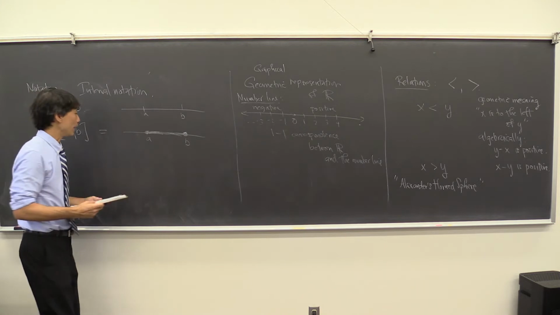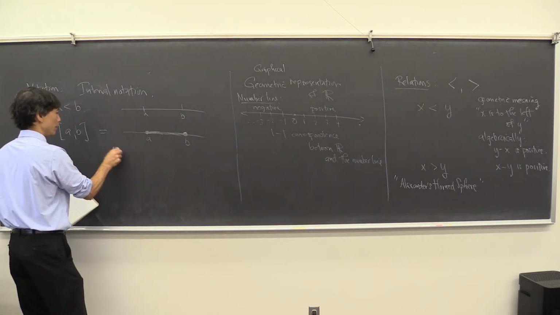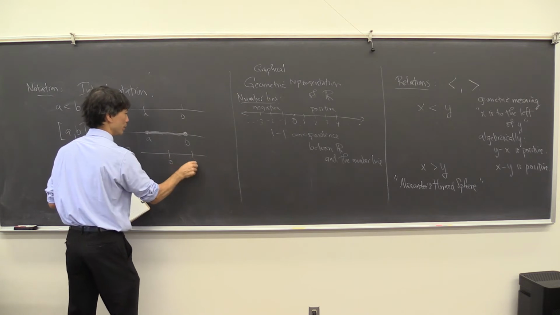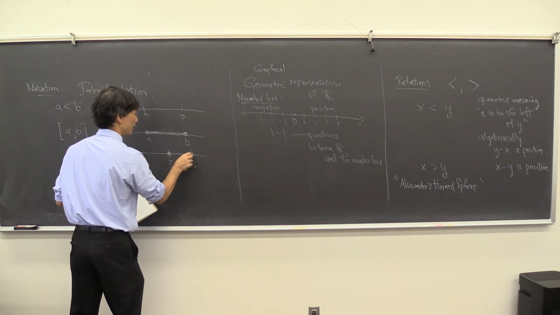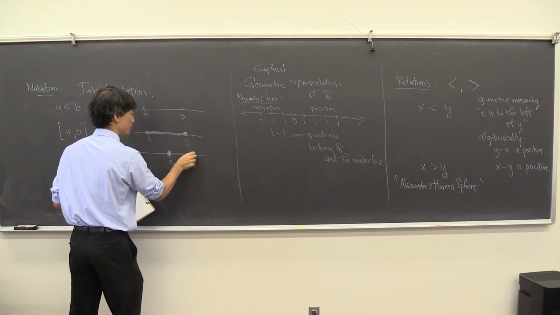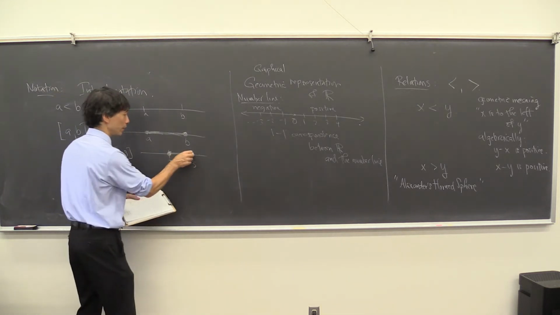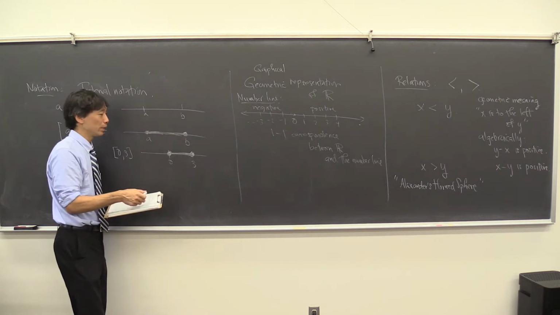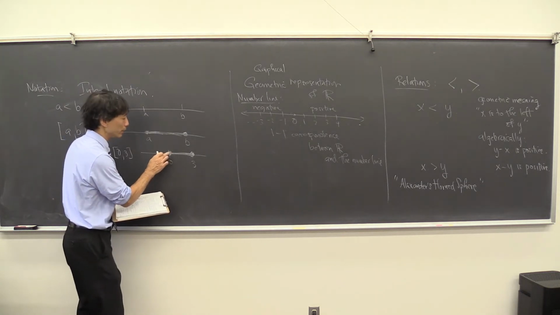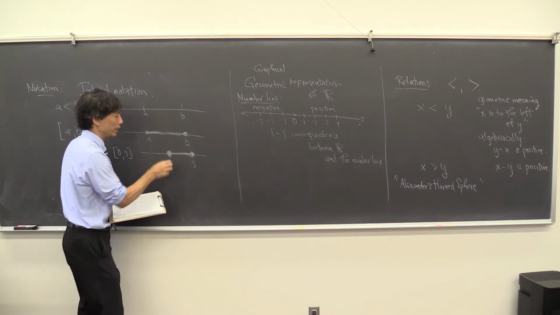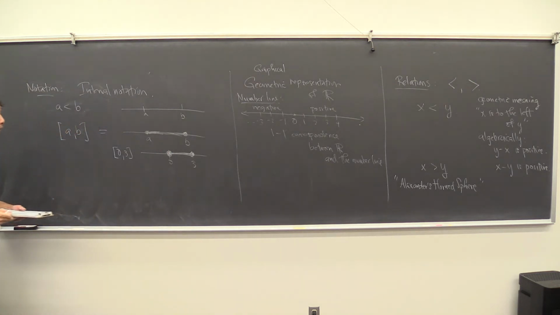So if I write 0, 3 in square brackets, that would mean all numbers from 0 to 3 inclusive. And we use the solid dot to indicate that it includes the endpoints. If we don't want it to include the endpoints, then we use an open circle. If we fill it in, it includes that point.